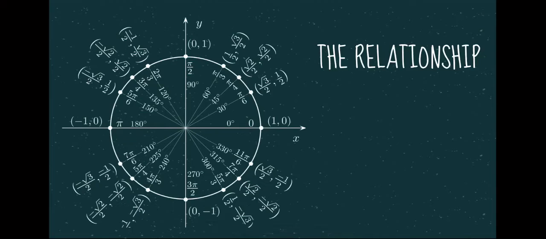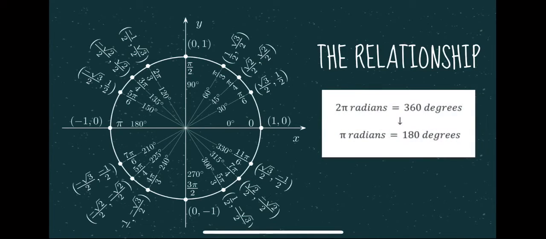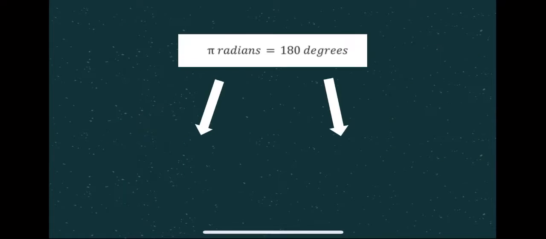Before learning how to convert degrees to radians and radians to degrees, it is important to understand the relationship between the two. As you may know, 2 pi radians is equivalent to 360 degrees, which is one full rotation around the circle. If you simplify that, half a circle is pi radians, and that is equal to 180 degrees.